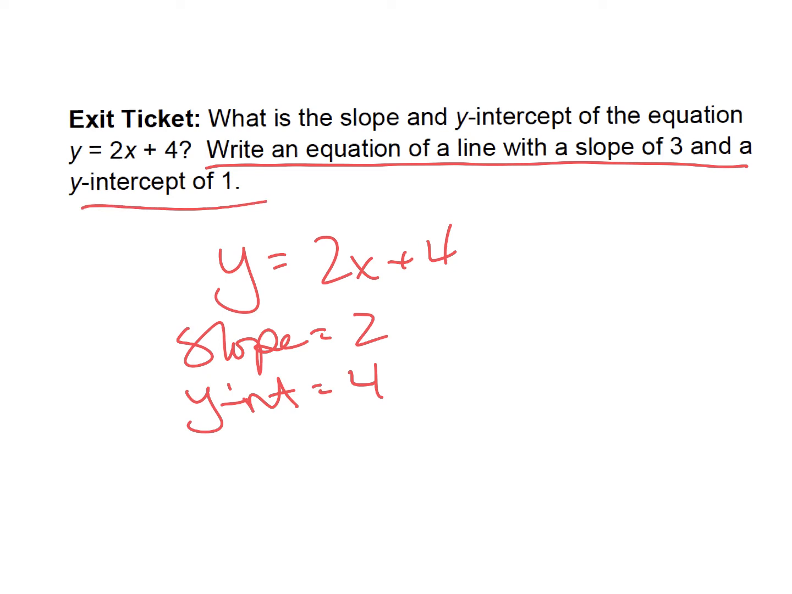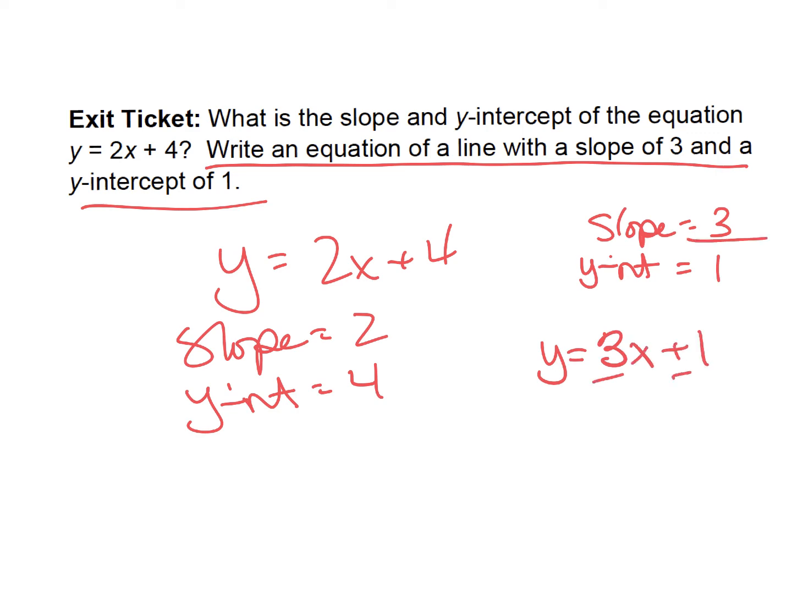What is the equation with a slope of 3? We already know what the slope is. And a y-intercept of 1. So we have y equals mx plus b. M is the slope. B is our y-intercept.